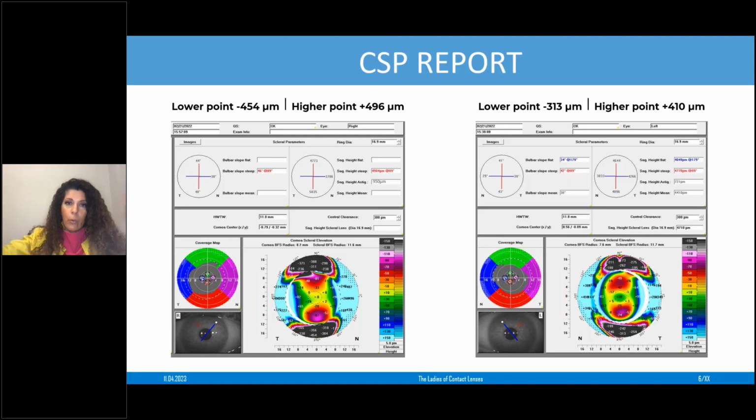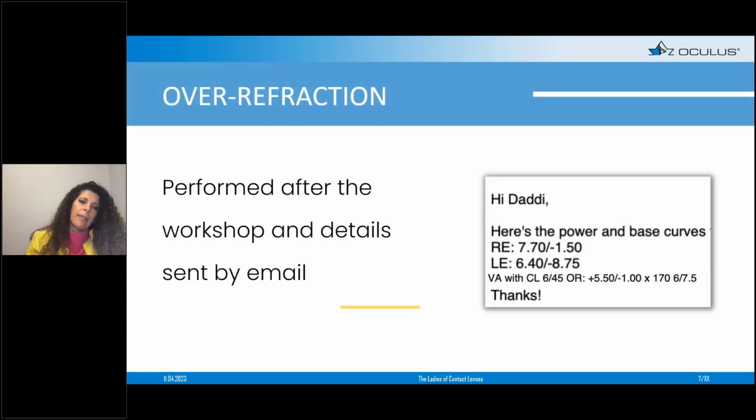It wasn't asymmetric or quadrant specific, but toric, with the rule toricity, with the steepest meridian the vertical one, and the flattest meridian the horizontal one. The toricity in his right eye was about 950 microns, and in the left eye about 720 microns. During the workshop, we had the Pentacam CSP, so we performed the corneal scleral profile. After the workshop, Kian performed the over-refraction and sent me all the details, also the details of the lens with which he did the over-refraction, which are base curve and power of the lens. Based on this information, the CSP and the over-refraction, I designed the lenses for him.